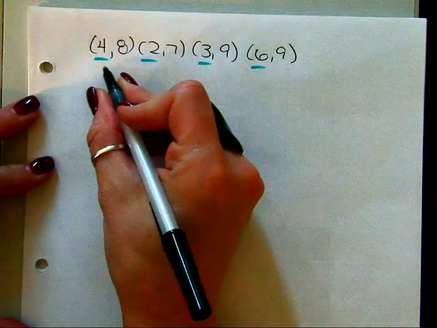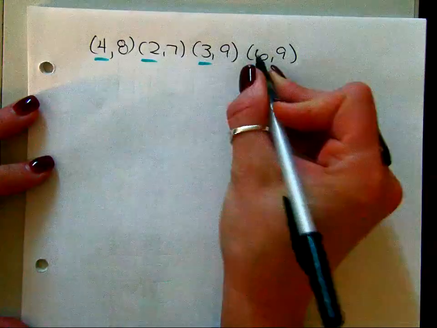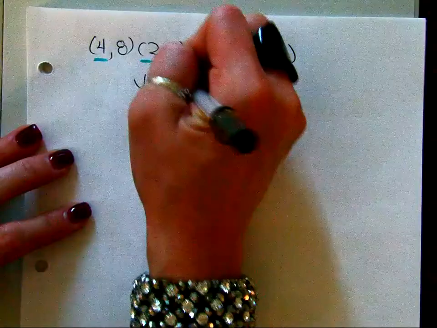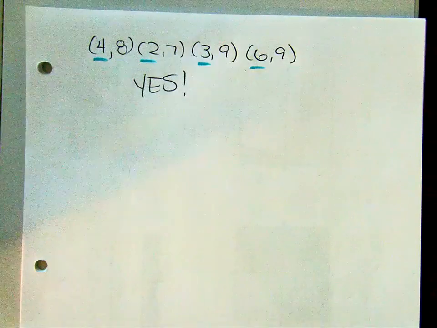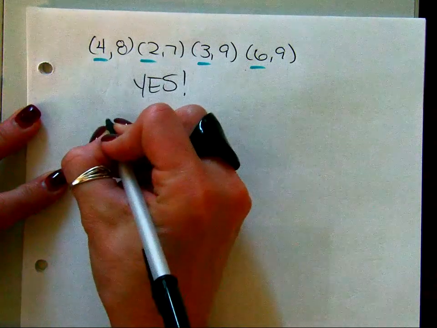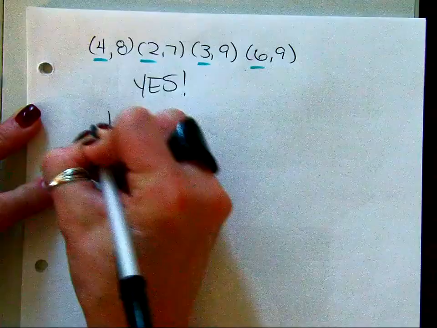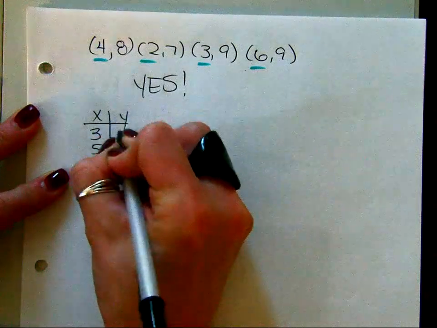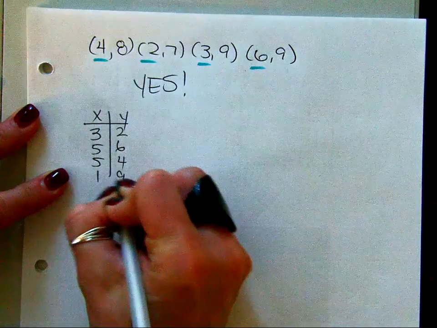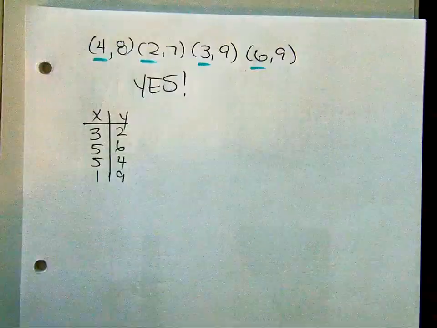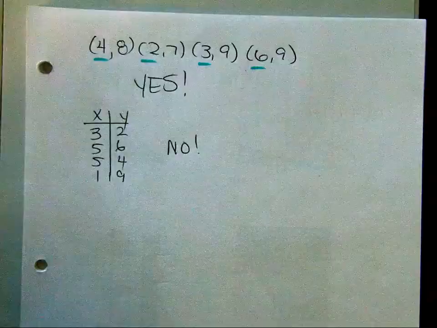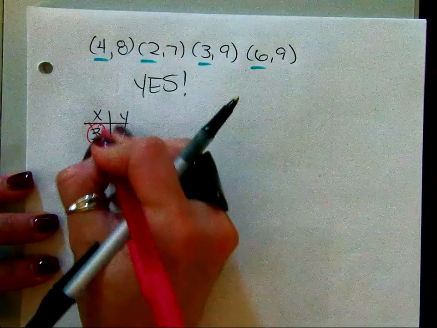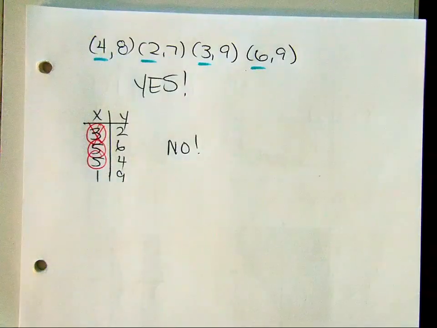So if you were looking at this, you saw a 4, a 2, a 3, and a 6. You didn't see any repeating x values, so you told me yesterday, yep, that's a function, right? I hope. Okay. That was from ordered pairs. If I gave you a table, so for example, x is 3, 5, 5, and 1, and y was 2, 6, 4, and 9, is this a function? No, because you cannot have any repeating x values. And you said this isn't a function because there's two 5s, right? So that was pretty easy.